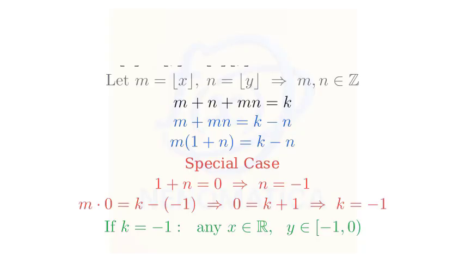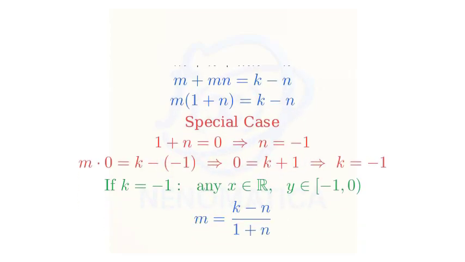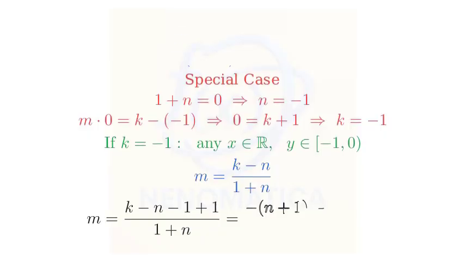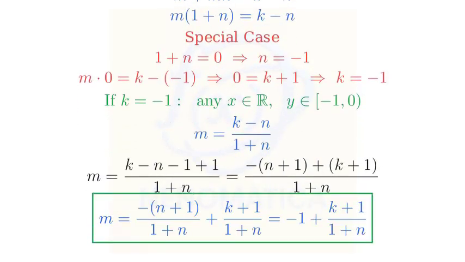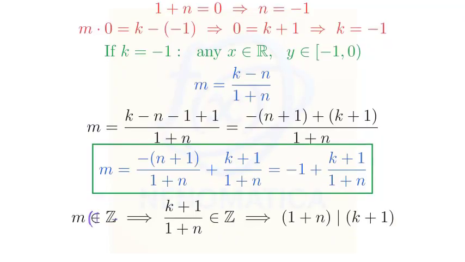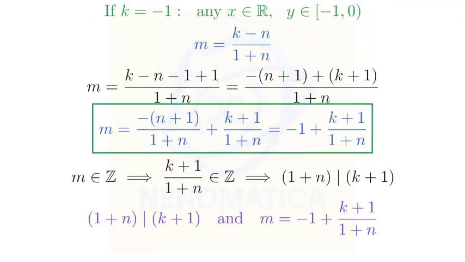Now consider the general case when 1 plus n is not 0. We can divide both sides by 1 plus n to solve for m. Next, apply a simple algebraic manipulation mirroring the algorithm. Add and subtract 1 in the numerator and reorganize to expose a clean split. Now, since m is an integer, the fraction must be an integer. Therefore, 1 plus n must divide k plus 1. This is the key divisibility condition.